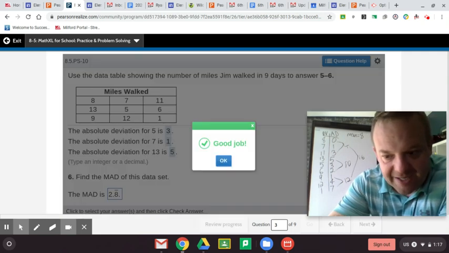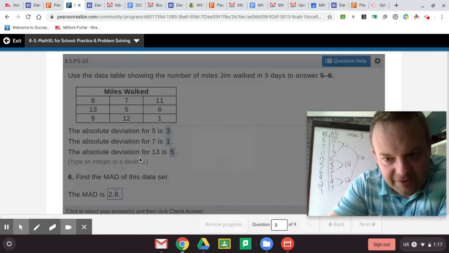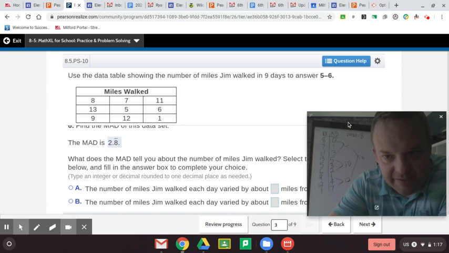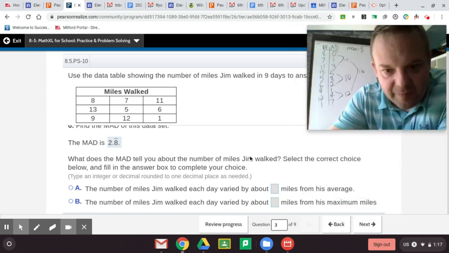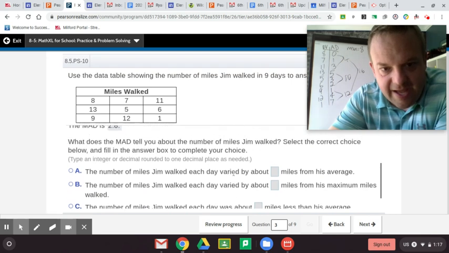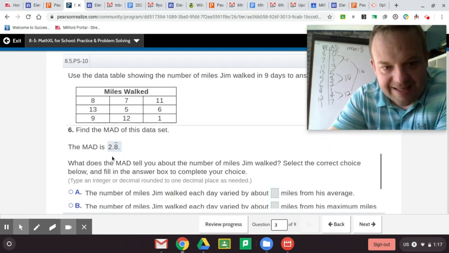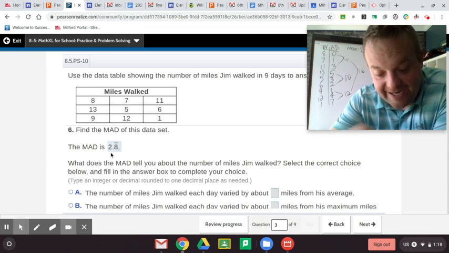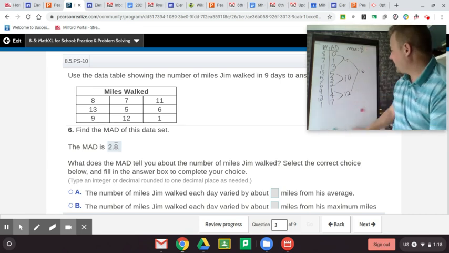All right, now this next part, what you're going to have to do is, what does the MAD tell you about the number of miles Jim walked? Select the correct choice below and fill in the answer box to complete your choice. So this is important. Decimal rounded to 1 decimal place as needed. So 2.888. Let me show you what 1 decimal place looks like. I don't want to assume you know.